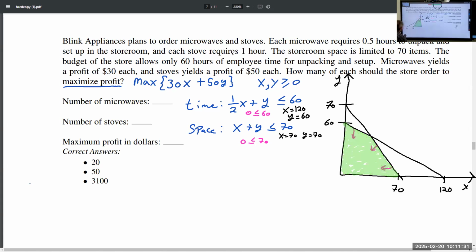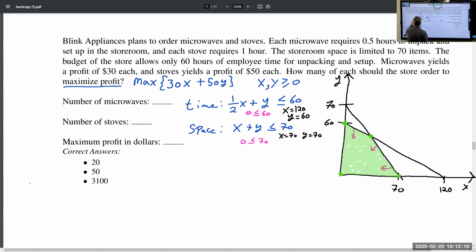Okay, that's where I think we are. But what are the corner points? Like we have a corner point right here, right here, here, right there. That seems to be where they're located. What are those corner points? Seems like 0, 0, 70, 0, wherever these two intersect, and then you'd have 0, 60.